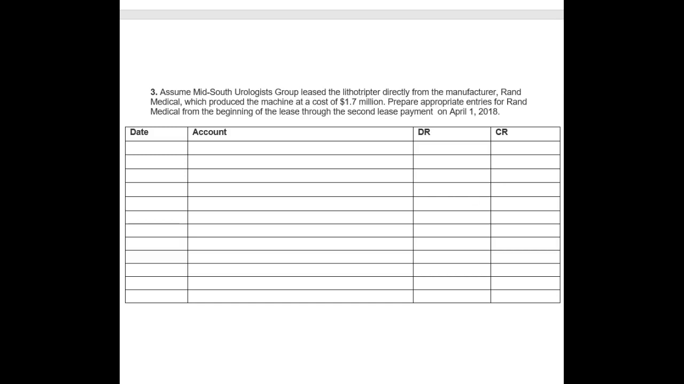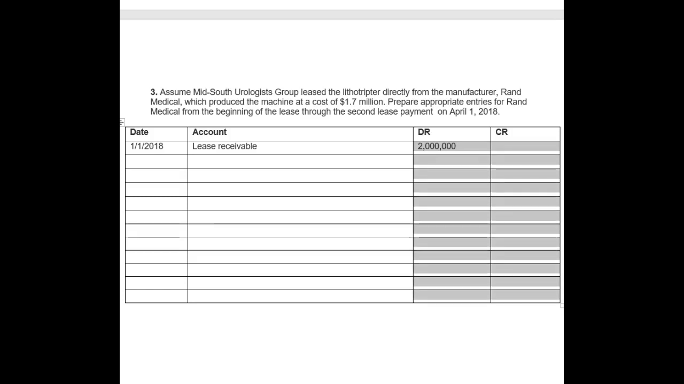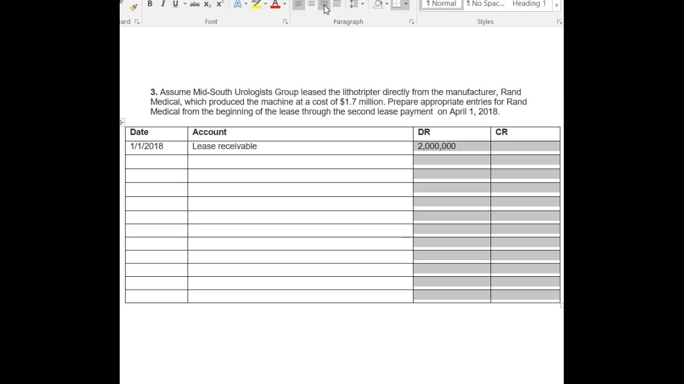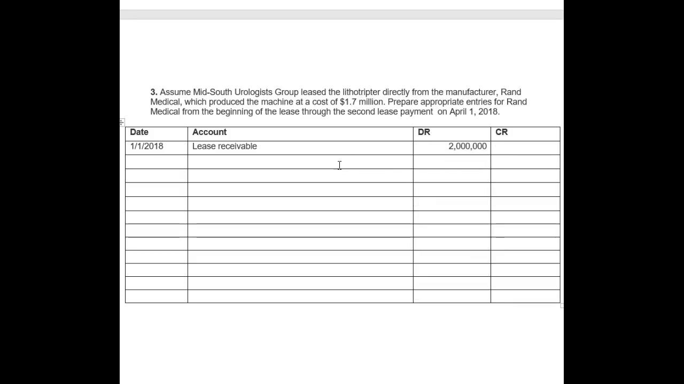Well, what do I mean by that? Well, when you go in for Rand, we're only going to look at Rand because Mid-South, it does not alter theirs at all. Makes no change to them. But Rand now is the lessor, so we have a different lessor, and the lessor has sales profit. So we still record the lease receivable at the $2 million, because that's how much we're actually going to recoup. Okay, present value of the minimum lease payments, that's what we're going to recoup over the life of the actual loan, so to speak. So lease receivable.